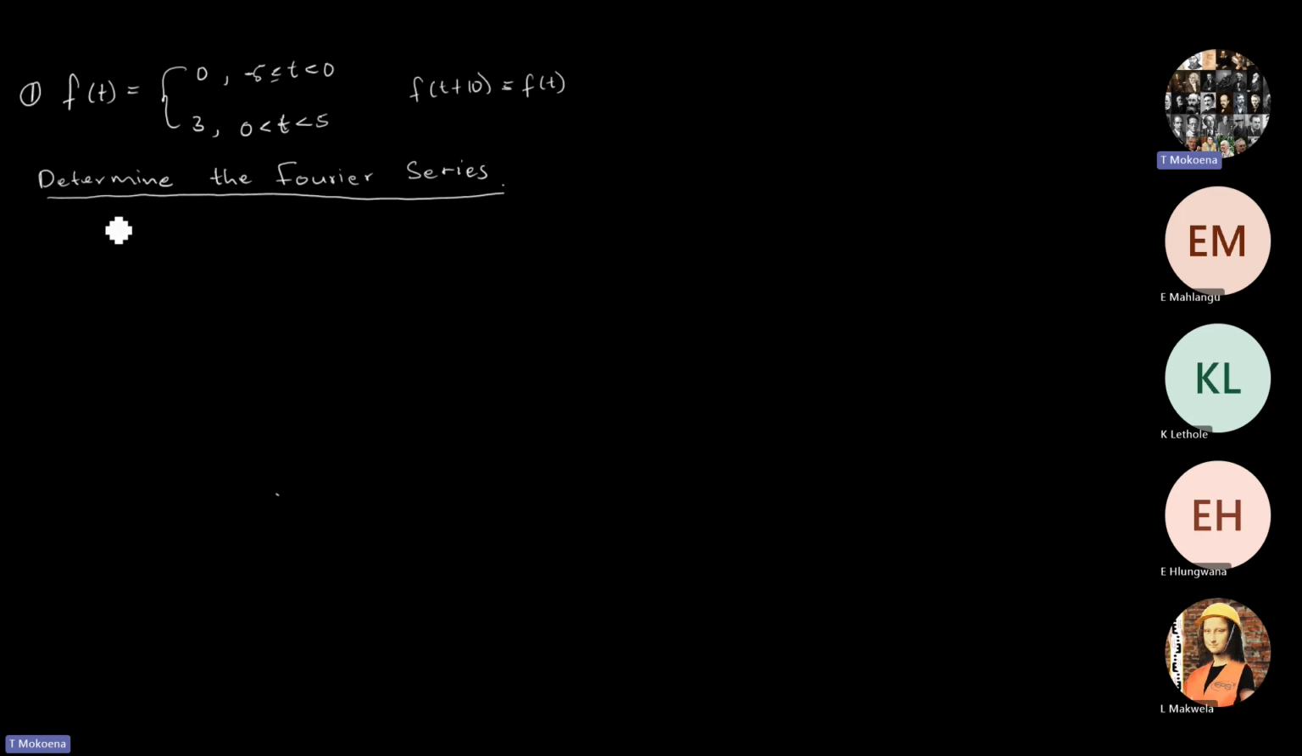Now, what is the question? The question says to us, determine the Fourier series. When a question comes to you just like this and says determine the Fourier series, the first thing you need to do is look at the function. You can tell that in this case, this is not a half-range period.